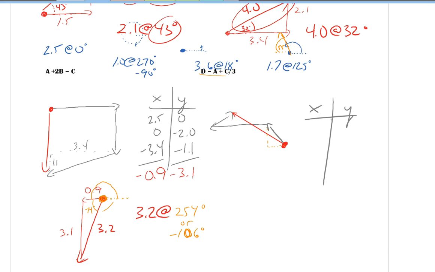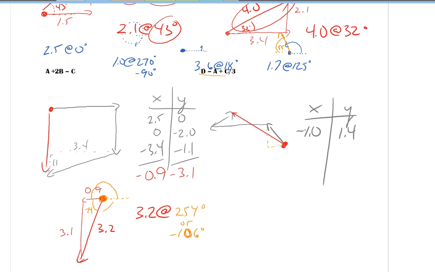So my first vector here, my x component is, we'll round off, 1.0, and my y component is 1.4. Now I'll check my positives and negatives. Is it going left or right? Well, that vector is going left, so I'm going to make the x negative. Is it going up or down? Well, it's going up, so I'll leave the y component as positive 1.4. All right, that one's done.